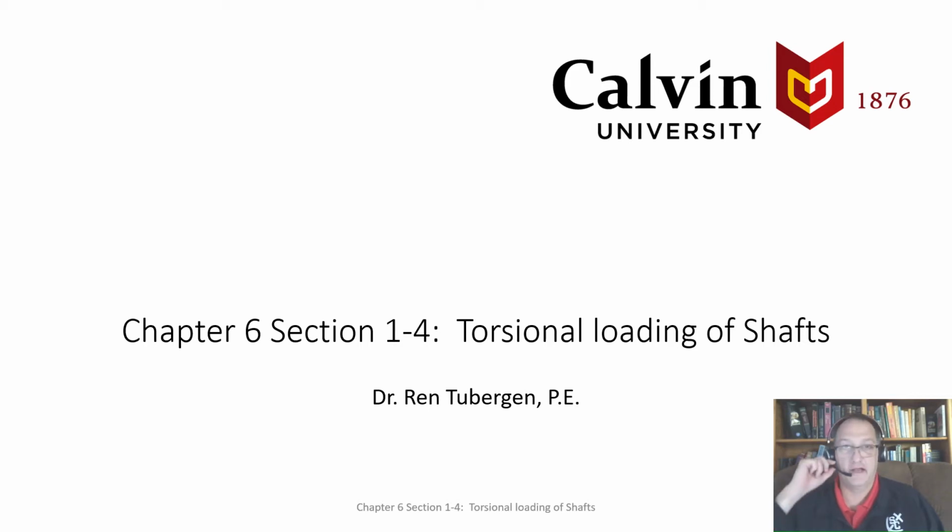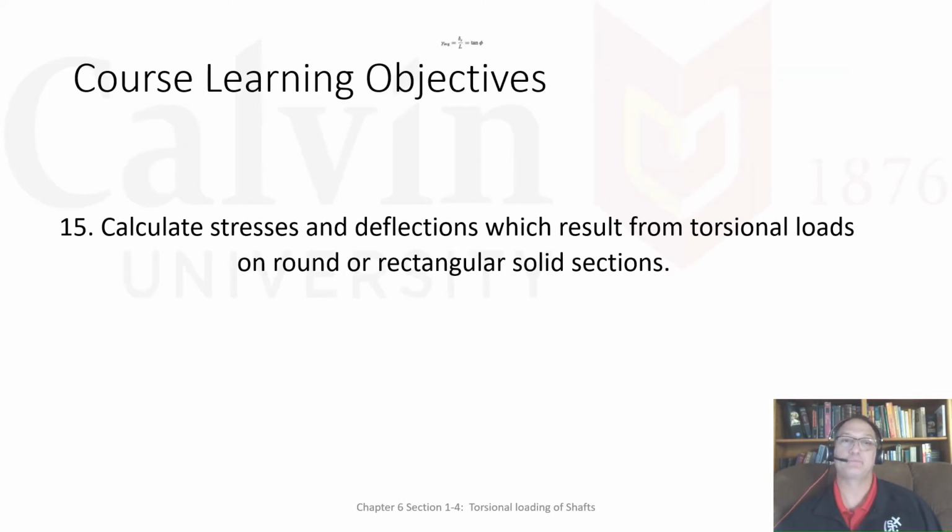Engineering 305. This is chapter 6, sections 1 through 4 on the torsional loading of shafts. The course learning objective is we're going to calculate stresses and deflections which result from torsional loads on round or rectangular solid sections.